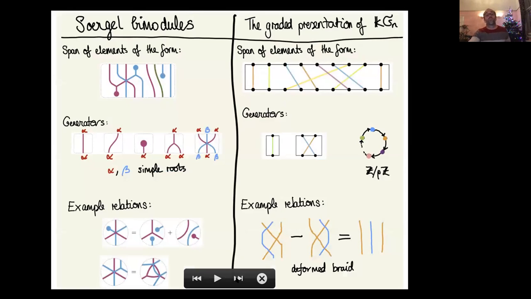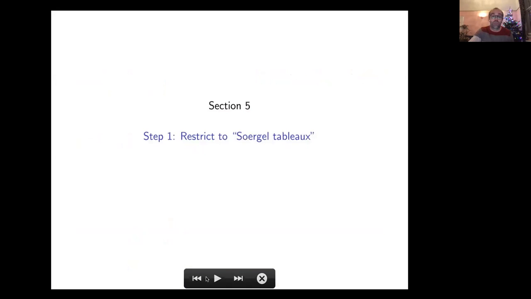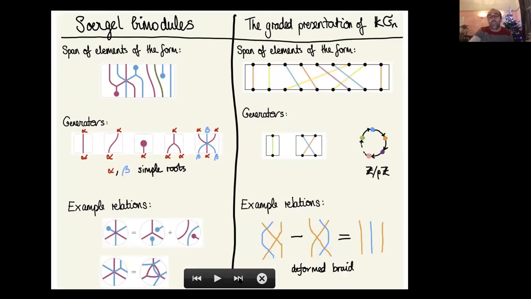So back to my picture from earlier. We've now looked at the right-hand side in a lot of detail, and we're now going to look at the left-hand side. That was just a reminder of what we saw earlier.